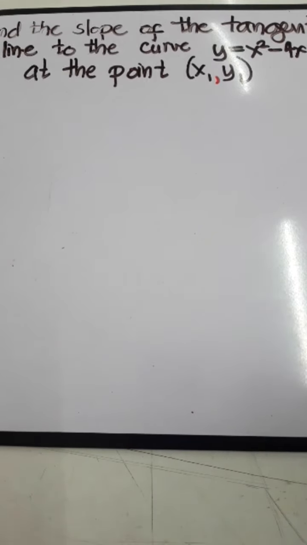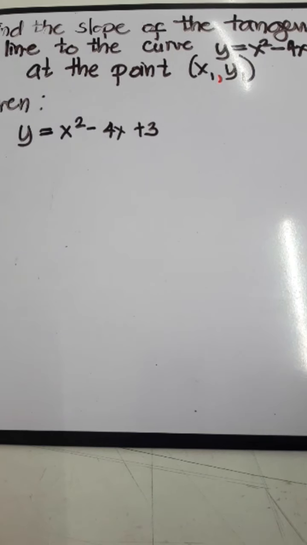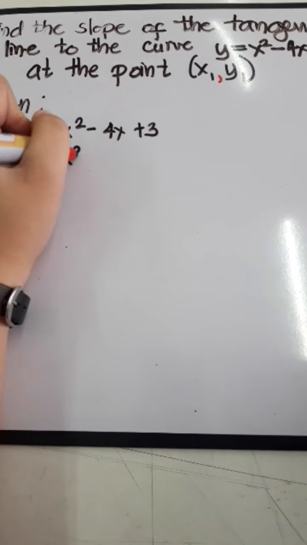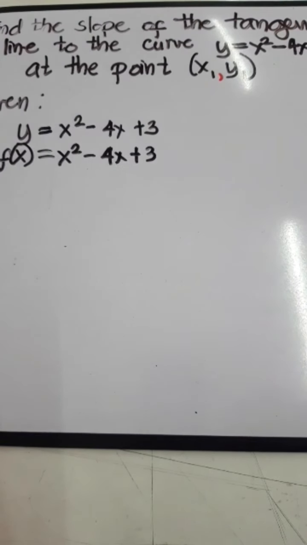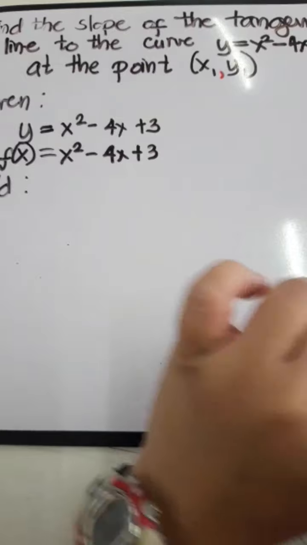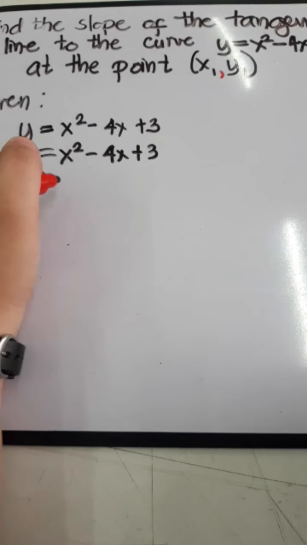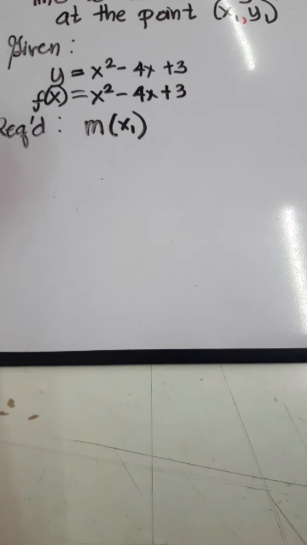So, first we are going to know the given. We have y is equal to x squared minus 4x plus 3. And we know that y is our f of x. So, f of x is equal to x squared minus 4x plus 3. We also have a given point x sub 1 and y sub 1. Then, what is the required? The thing that we are going to solve is the slope of the tangent line. So, the slope at x sub 1. Then we are going to proceed with our solution.